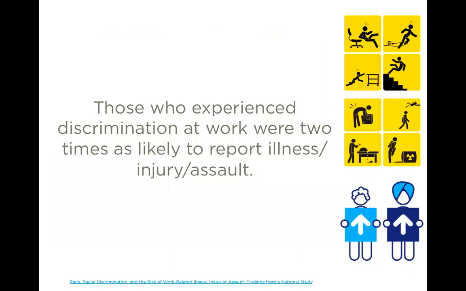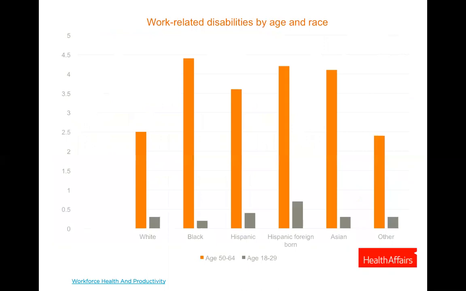So let's zoom in now back to the workplace. Those who experience discrimination at the workplace were 2 times as likely to report illness, injury, and assault. Health Affairs did a really great report on work-related disabilities by age and race. I'm going to really focus on the orange columns. That's ages 50 to 64. As you can see here, minorities of this age have higher risk of injuries at the workplace. So again, let's focus on the social determinants that affect why minorities have a higher risk. Well, predominantly white employees are in supervisor positions and are paid higher, whereas minority workers have lower salaries as well as working in more manual labor positions.